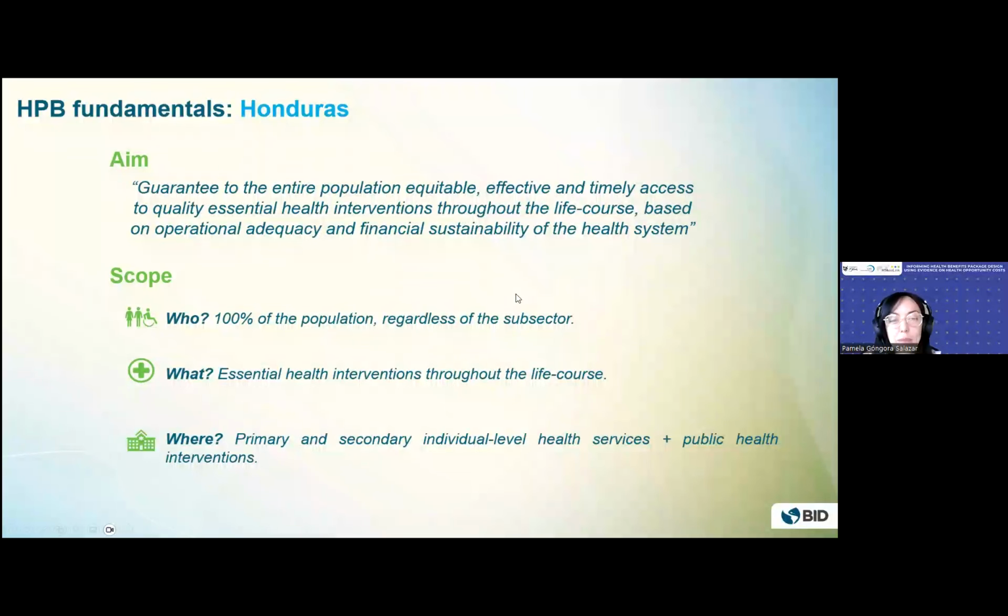And it happens to be a health benefits package that is targeting essential health interventions through the life course. At the beginning, they were trying to cover both primary and secondary health services.